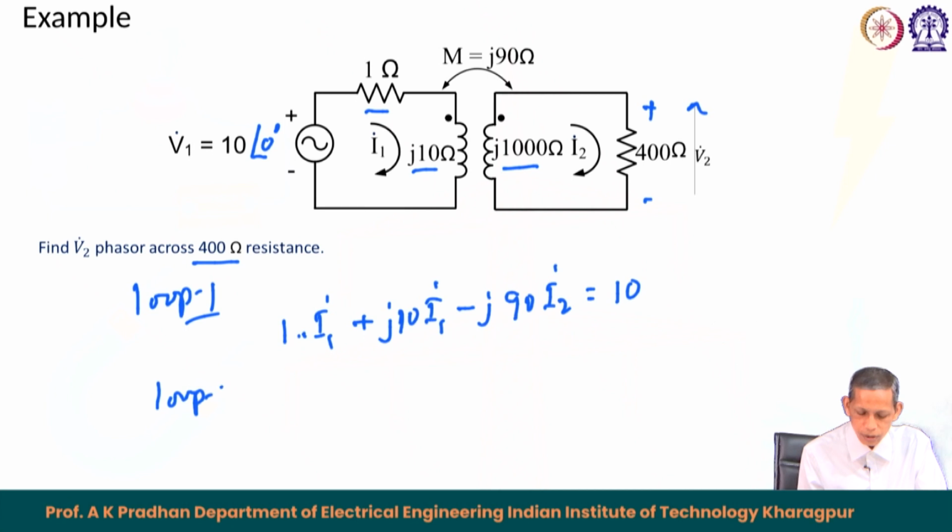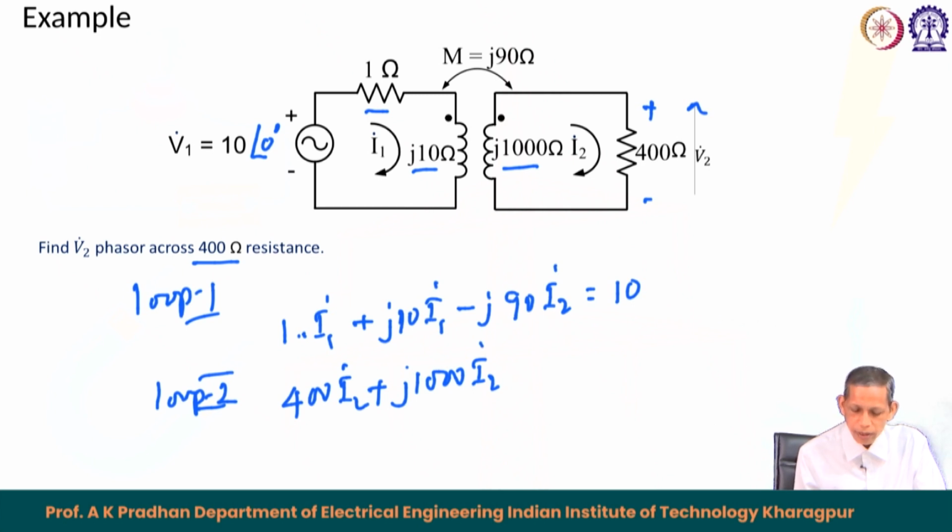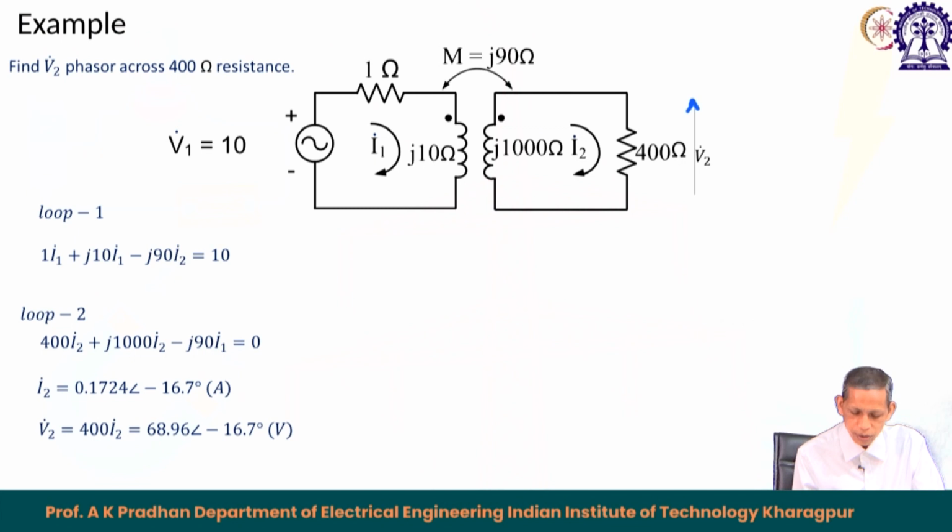Similarly, for loop 2 we can start from the 400. So, 400 into I2 for the first element, then the second element has a self term j1000 into I2, and then the corresponding mutual component. I2 is leaving and I1 is entering, so this will be minus j90, the M part, with I1, and this equals 0. So, these are the two equations. Using these two equations we can solve the circuit.